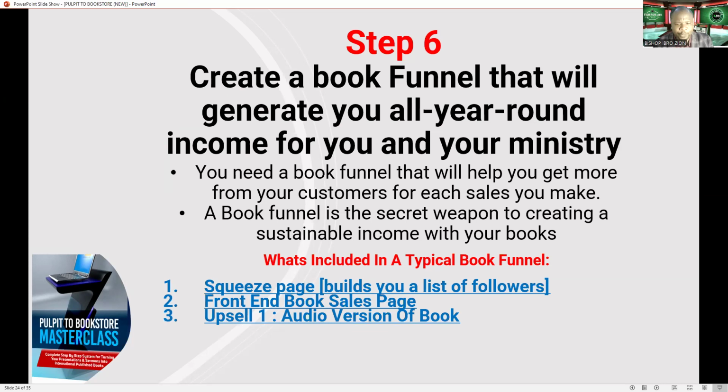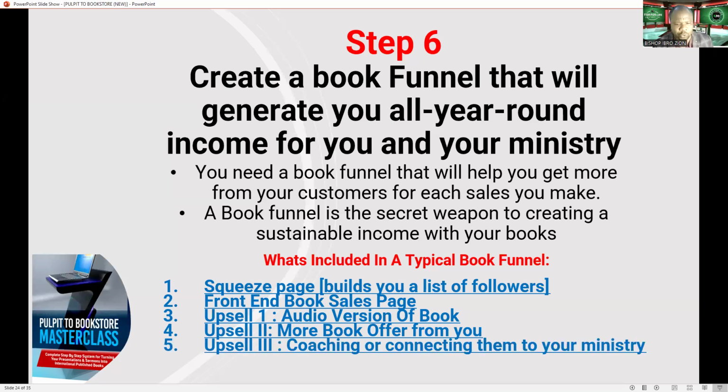Number three, you have upsell one. The upsell one on your funnel can be the audio version of your book. Upsell two can be more book offers from you. If you have maybe 10 books, as the person clicks the first one to buy the book, they will be introduced to your upsell one, which is the audio version. As the person buys the audio version, that other upsell two will pop up and tell them there are more books here for you to get.